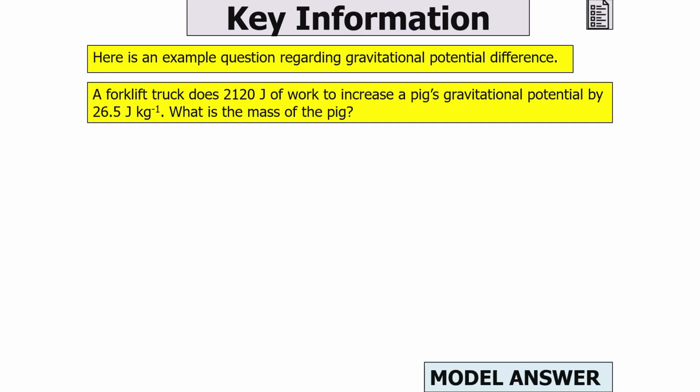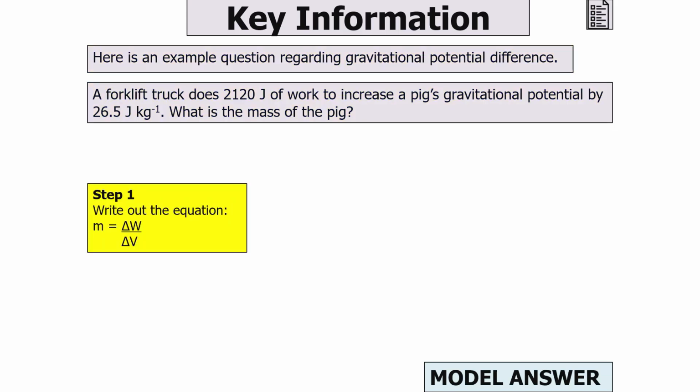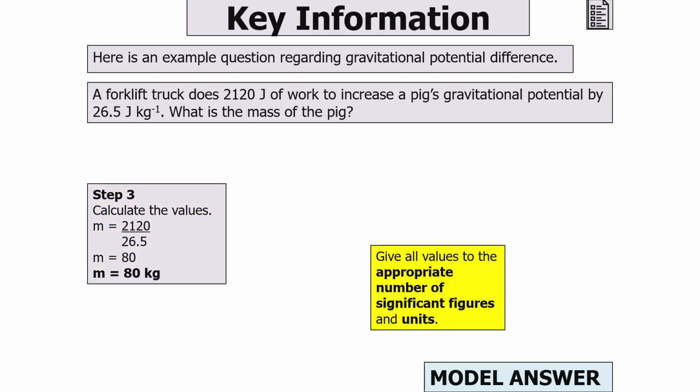So here is an example question regarding gravitational potential difference. A forklift truck does 2120 joules of work to increase a pig's gravitational potential by 26.5 joules per kilogram. What is the mass of the pig? So the first step is to write out the equation. m is equal to delta W over delta V. Placing our values, 2120 over 26.5. We calculate our value, which is 80, and we give our value to the appropriate significant figures and with a unit, so it's 80 kilograms.